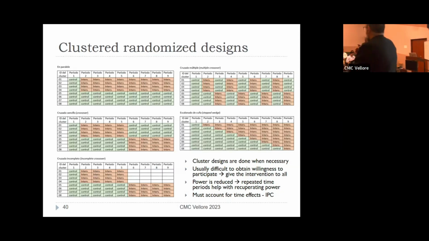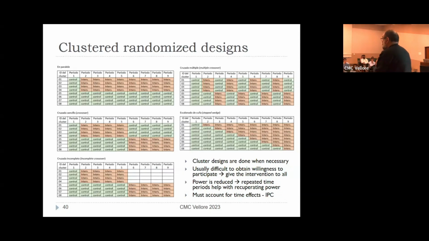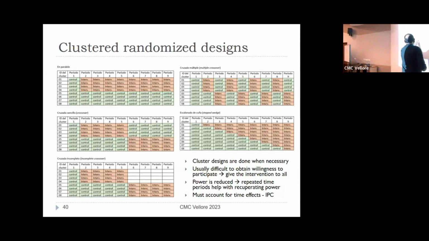Problem is, I have to now look at other correlations. I had the correlation within a cluster, but now I have within a cluster over time. So these, the first cluster, are correlated because they come from this cluster. And then within each one, I have within cluster correlation. So I have the intra-cluster correlation, and I have the inter-period correlation, where all of these have an inter-period correlation. So power is reduced a little bit, but you've recuperated it quite a bit this way.